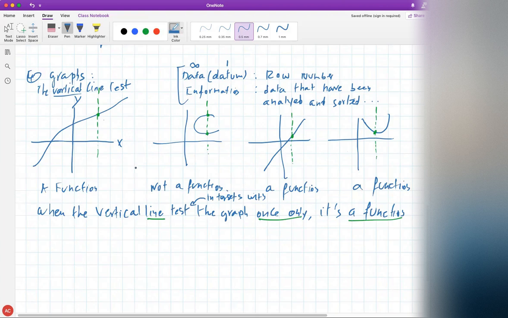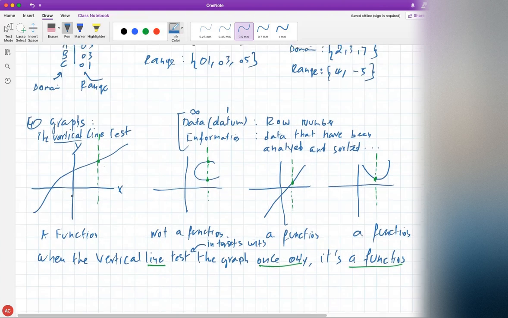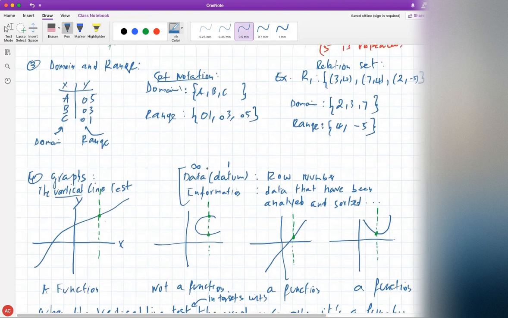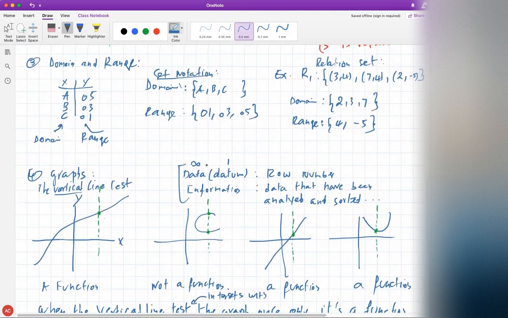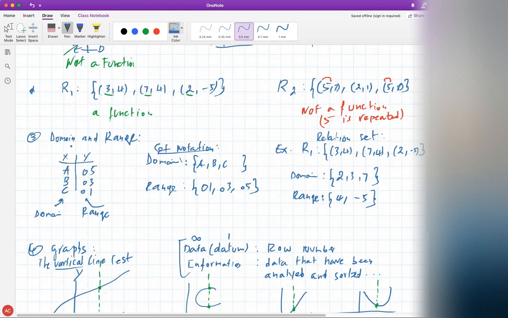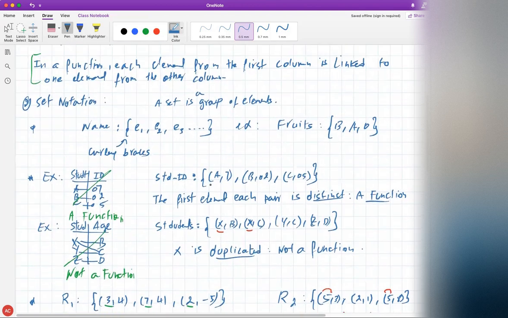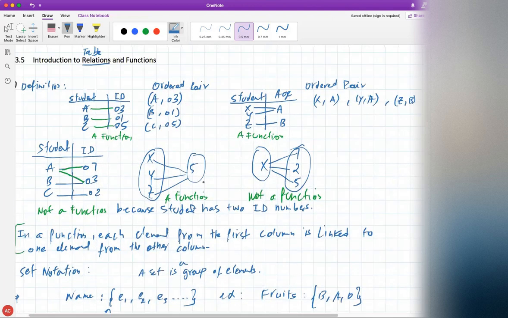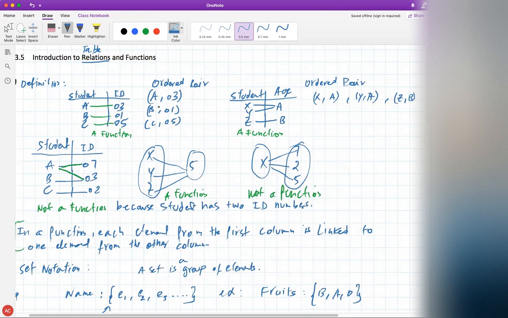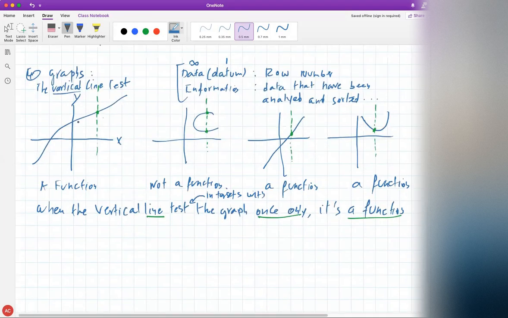For now, just remember the basics here: how to tell whether something is a function or not. That's the main thing today. Also know what the domain is, what the range is, what set notation is, and how to turn a table into this. So today we turn tables into relation sets. Next time we're going to see how to turn tables into graphs like that.